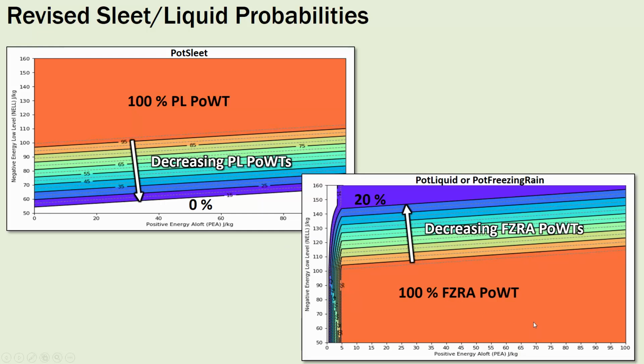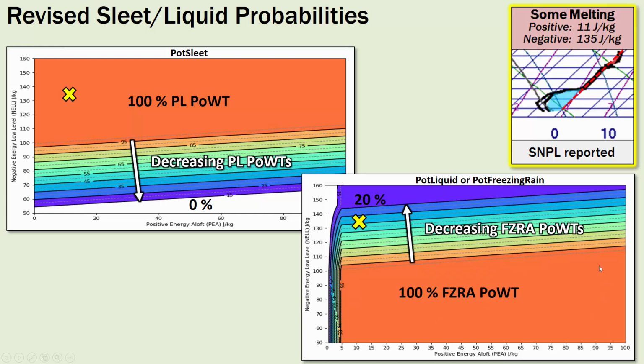The other end of the spectrum, freezing rain or rain probabilities, which are basically determined by your surface temperature, are going to be on the flip side of this. So basically your highest probabilities for freezing rain are going to be when you have lower values of negative energy in the low levels, and sharply decreasing probabilities for freezing rain as you get colder and colder layers near the surface, which means you get more and more negative energy in the low levels here.